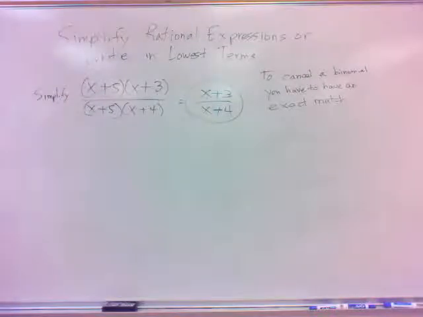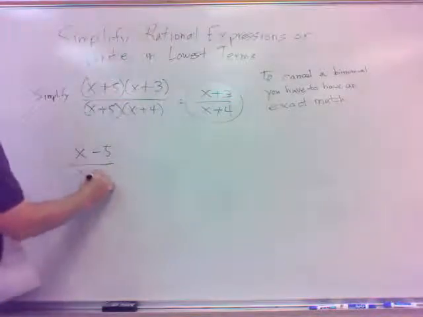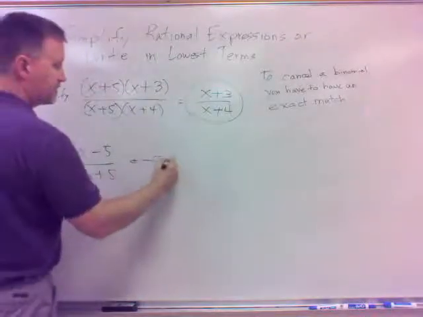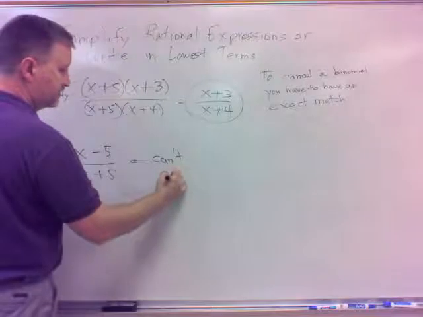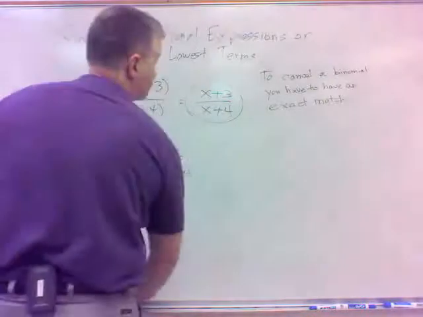Same thing would go, what if I had x minus 5 over x plus 5? Think I can cancel those out? No. Can't cancel those out either because, again, not exactly matching. If it's one thing different about it, you just can't cancel it in the binomials. Okay?